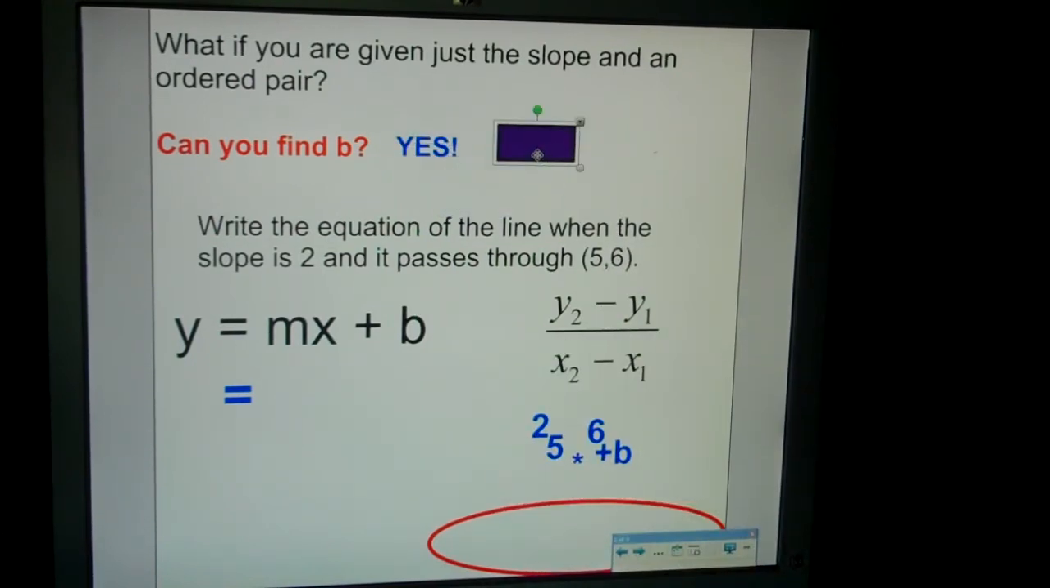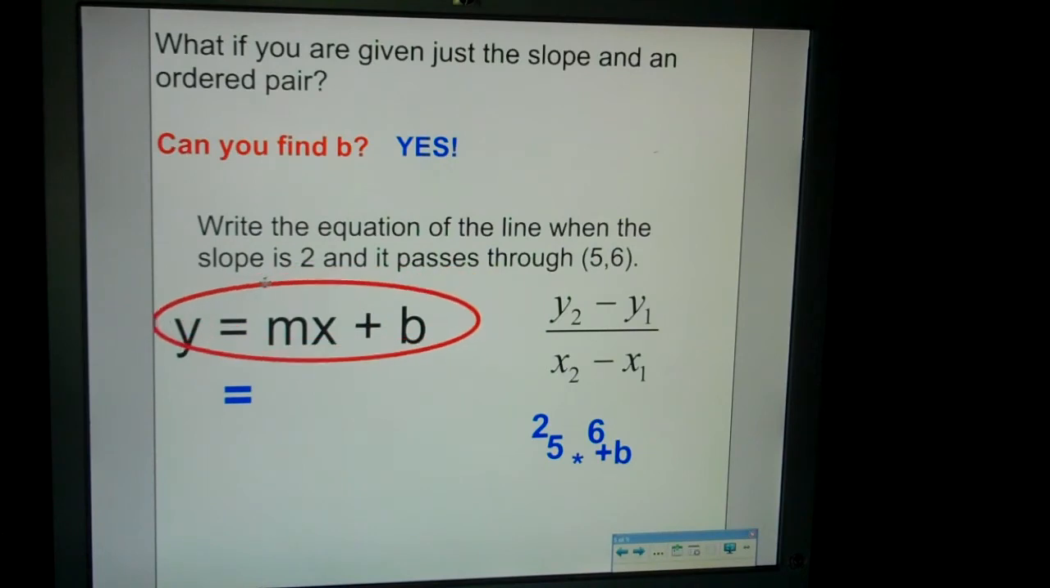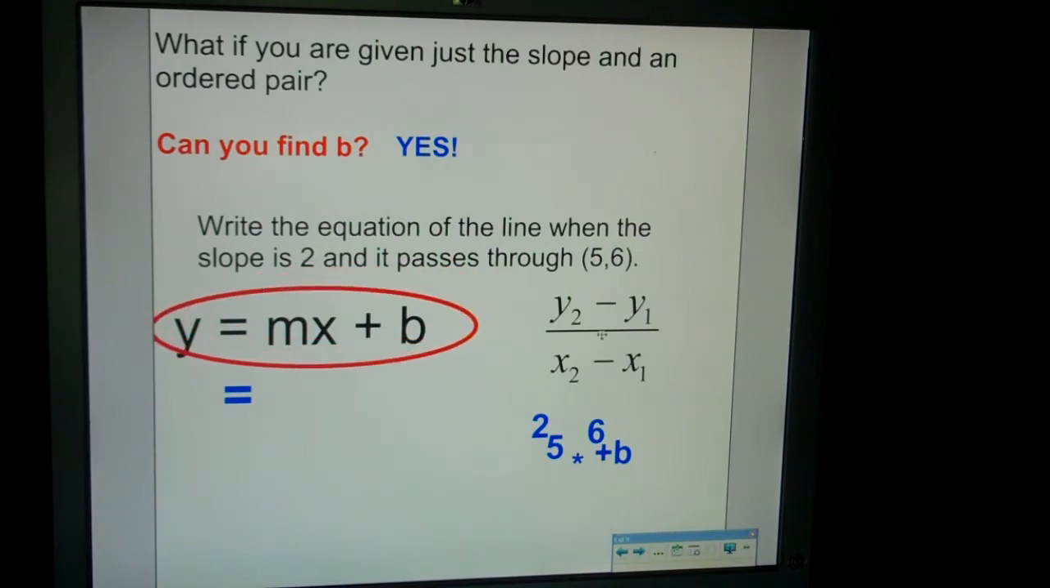So yes, you can. Write the equation of a line when the slope is 2, so I know that 2 is going to have to go in somewhere, and it passes through (5, 6). First of all, of the 2 equations that you're going to have to memorize, the slope-intercept formula and the slope formula, which one do we need right now? Do we need to find slope? No, because you're already given slope. So we need this equation right here. Right now, we don't need this one, so I'm just going to delete it.